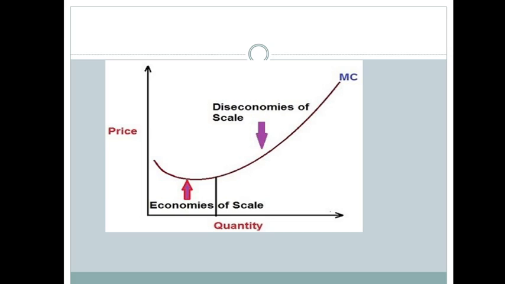Here you can see on the OX axis we are plotting price, and on the Y axis quantity. MC is the marginal cost curve. If the production is below that curve, this area is known as economies of scale, and the area above the marginal cost curve is known as diseconomies of scale.